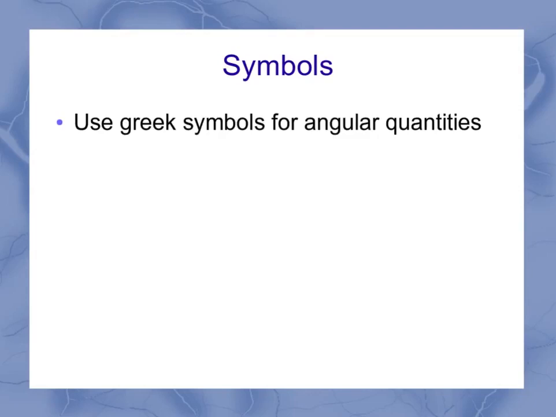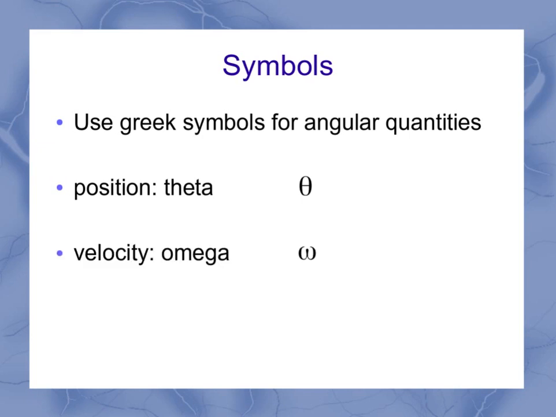Now for our symbols, we want to use the Greek symbols for our angular quantities. And this is almost across the board exactly, which means position is going to be the Greek letter theta. Velocity is going to be the Greek letter omega. And acceleration is going to be the Greek letter alpha. So that's angular position, angular velocity, and angular acceleration. A lot of students start calling this a W and just calling this an A, but that's an alpha and that's an omega. Make sure you use the right symbols.